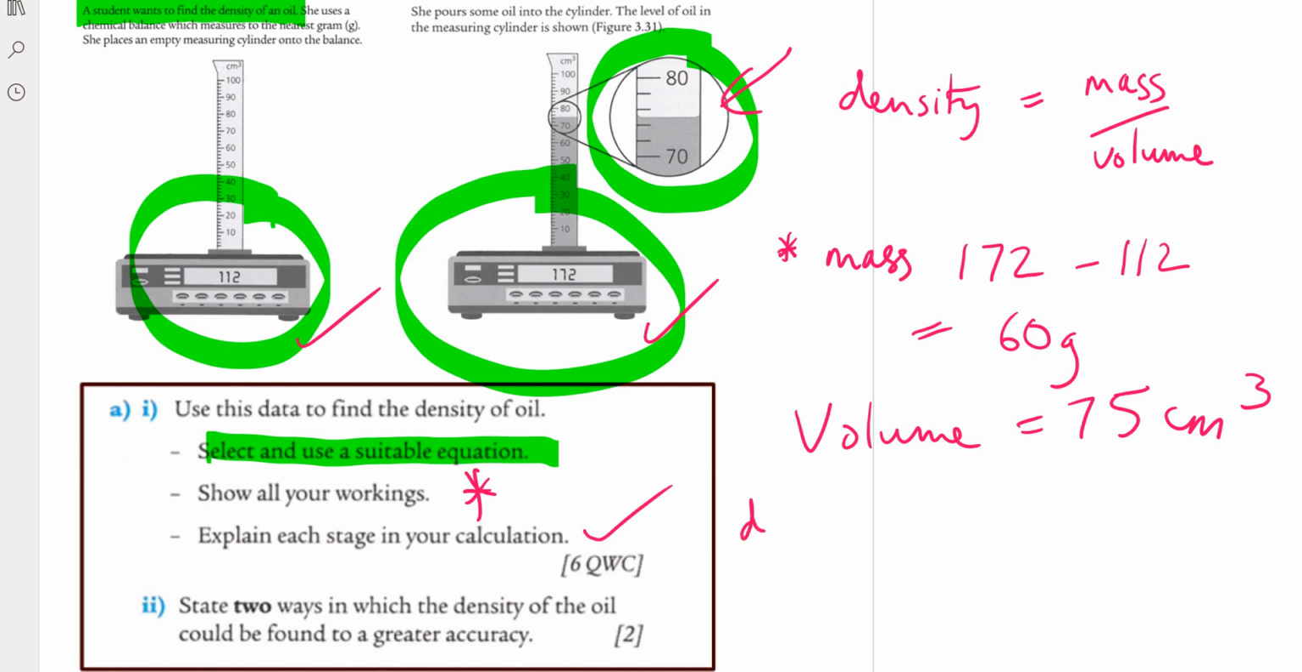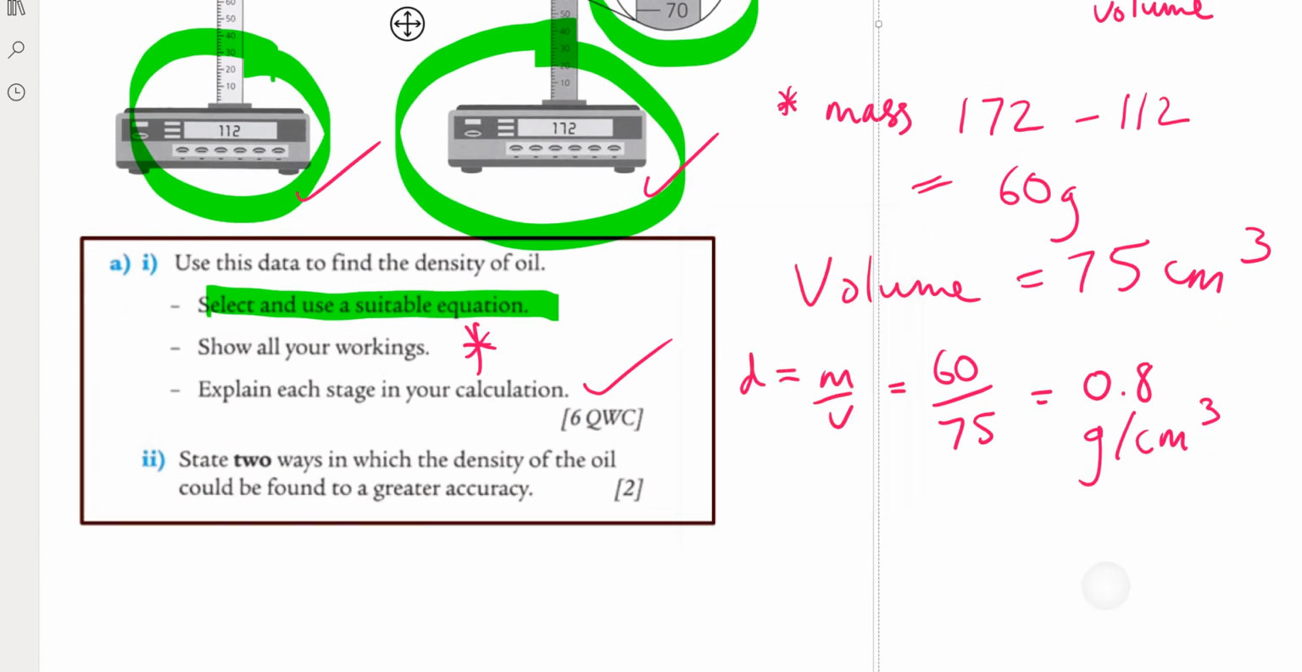So density is mass divided by volume, and that equals 60 grams divided by 75, and that gives us 0.8. That's not quite there yet. We haven't got the units. 0.8 grams per centimeter cubed.